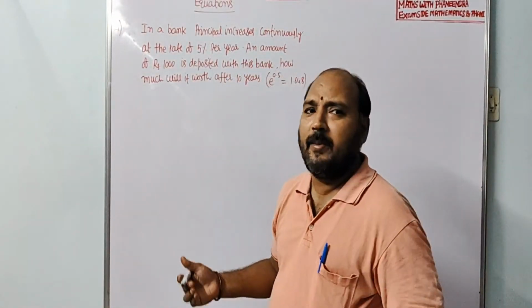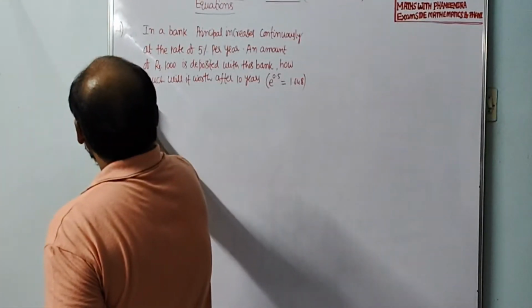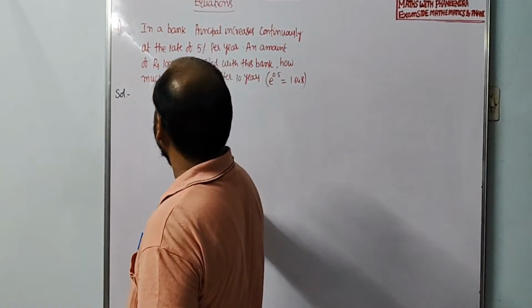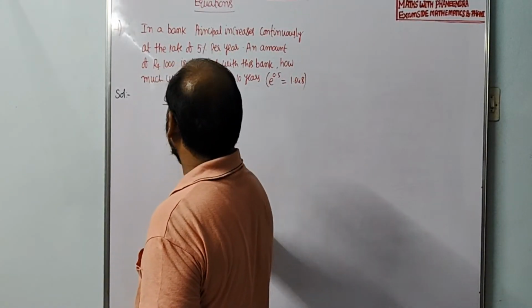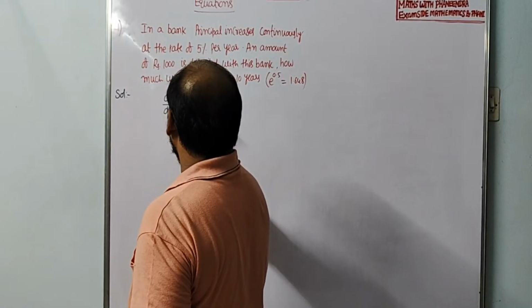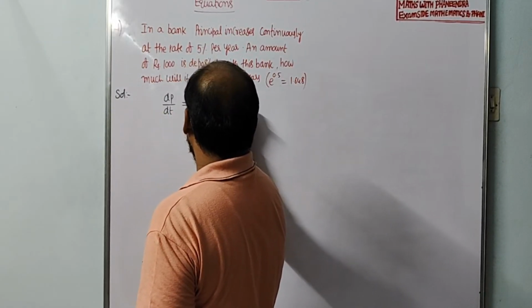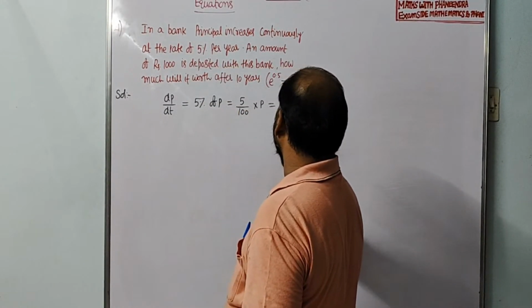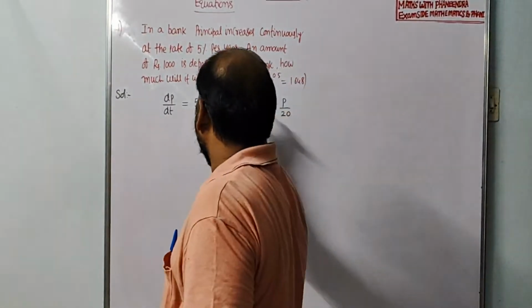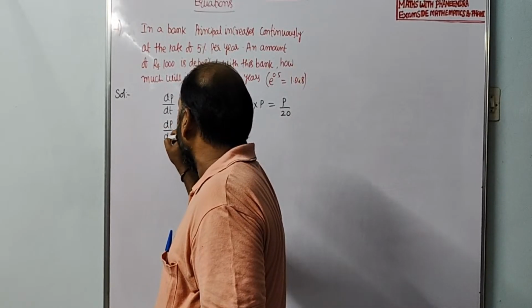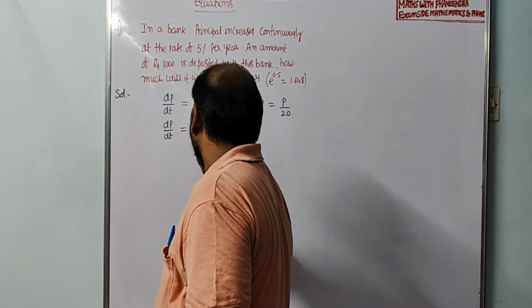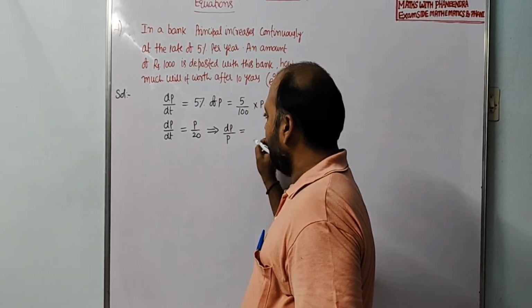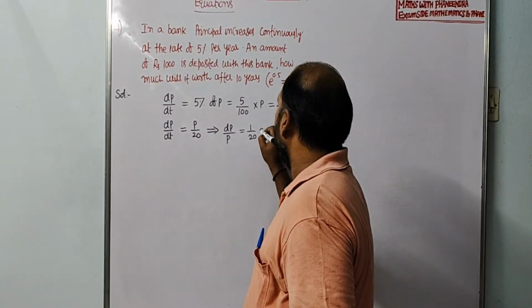Like the previous problem itself, dear students. In a bank, principal increases continuously at the rate of 5%. So that means the rate of change of principal amount is 5% of P, that means 5 by 100 into P, that is equal to P by 20. So dP by dt is equal to P by 20. That also implies dP by P equal to 1 by 20 into dt.